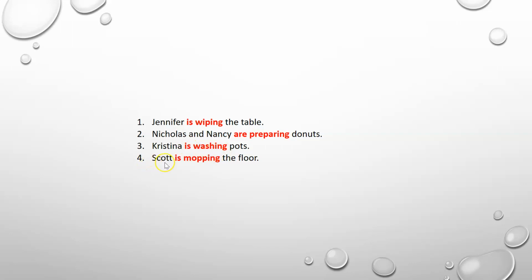Okay, number 4 is about Scott. Scott is a he, so it's also singular subject. That's why we use is. So Scott is, and then mopping, an ing form of the verb mop. It has double P, mopping. Scott is mopping the floor. Okay.